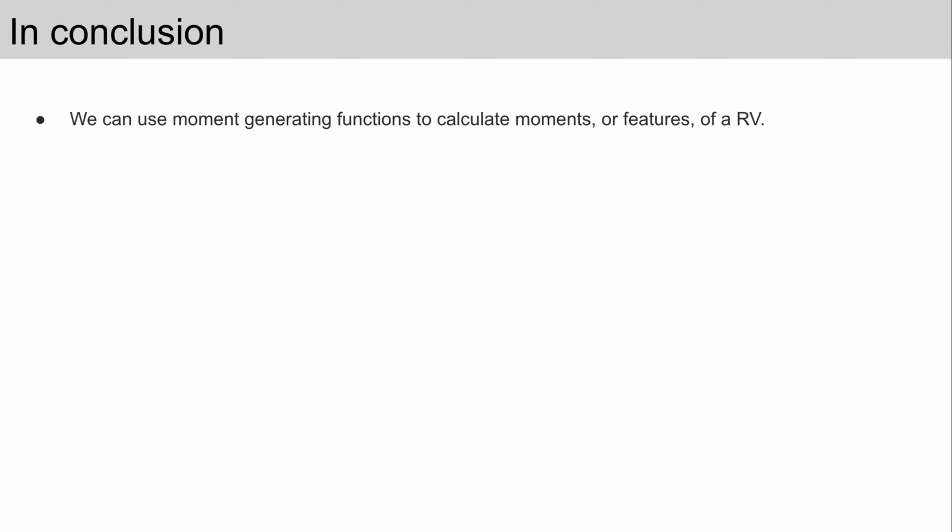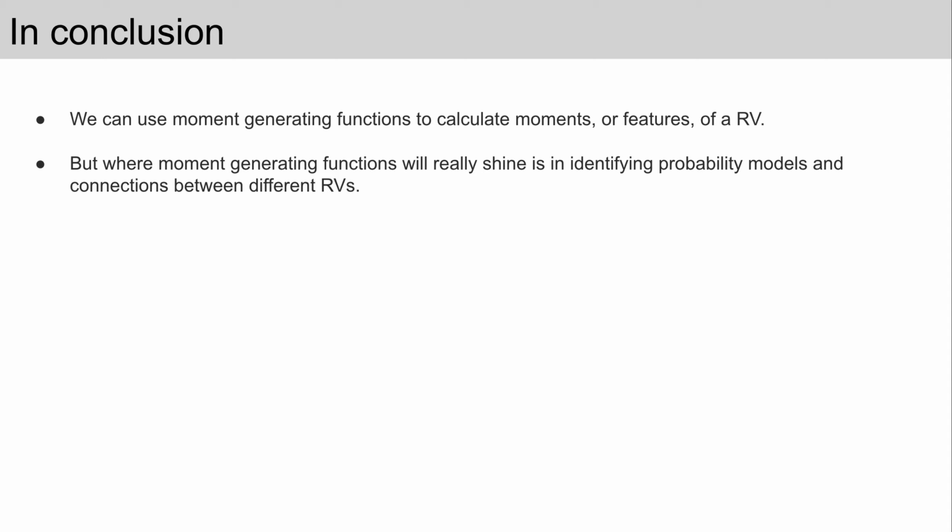In conclusion, recall 2 important facts about moment-generating functions. First, as we've done in our example, we can use MGFs to calculate moments or features of a random variable. But where moment-generating functions will really shine is in identifying probability models and the connections between different random variables. We'll explore this idea together in class.